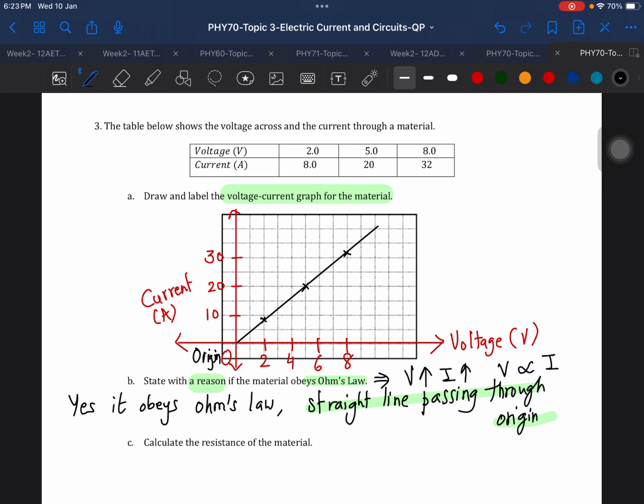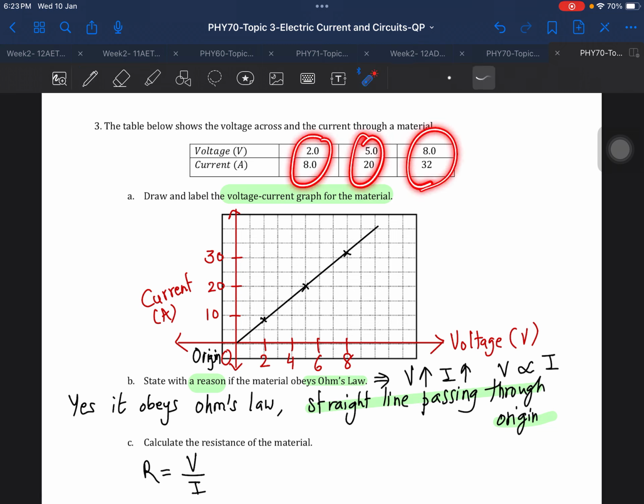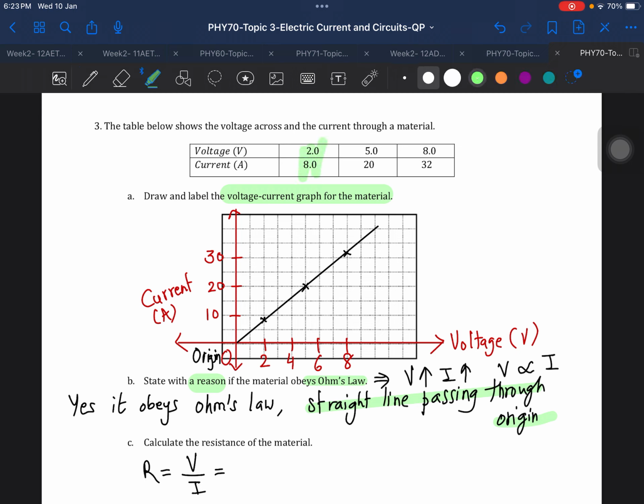Next, it's asking us to calculate the resistance. Resistance formula is V over I. So we can use any of the numbers which are given here to find the resistance. So I'm going to use the first 2 numbers. You have got 2 over 8. If you calculate that, it comes out as 0.25 and put the unit as ohms.